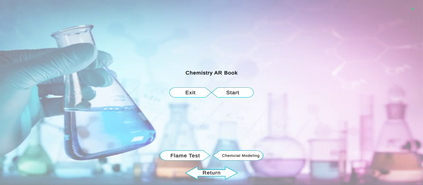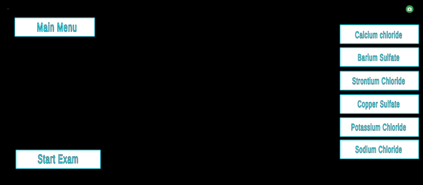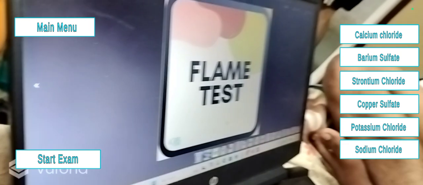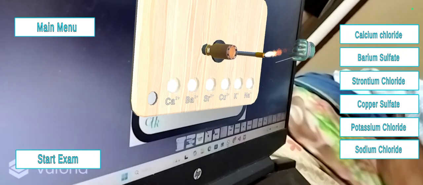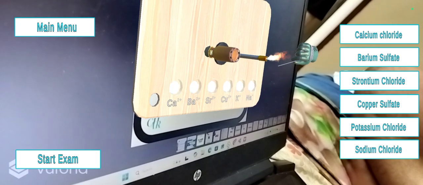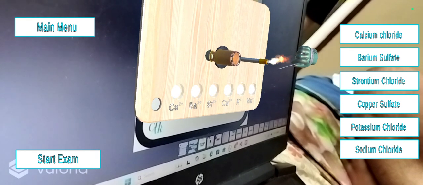Hi guys, so this is the interface of our app. As we have main parts in our project, first we will be going to the flame test. As you can see, there are compounds such as calcium chloride, barium sulfate, strontium chloride, copper sulfate, etc.